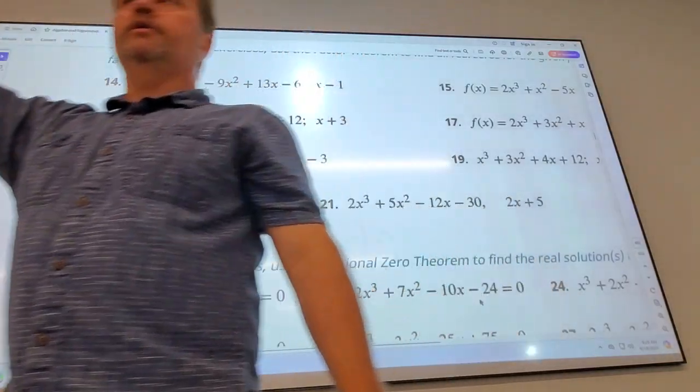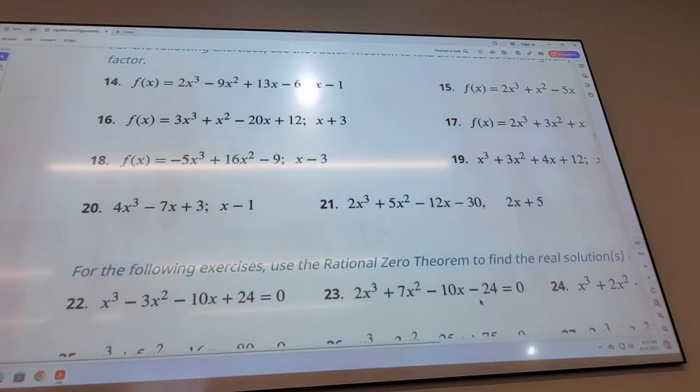Anytime you synthetically divide and you get to a quadratic, you do not need to synthetically divide anymore, because either that factors or you have to use the quadratic formula. Once it's quadratic, we can handle it. I don't need any help anymore. Thank you, synthetic. Is that right? Okay.